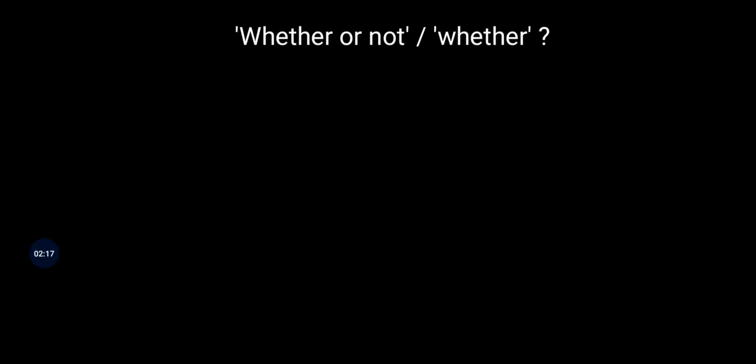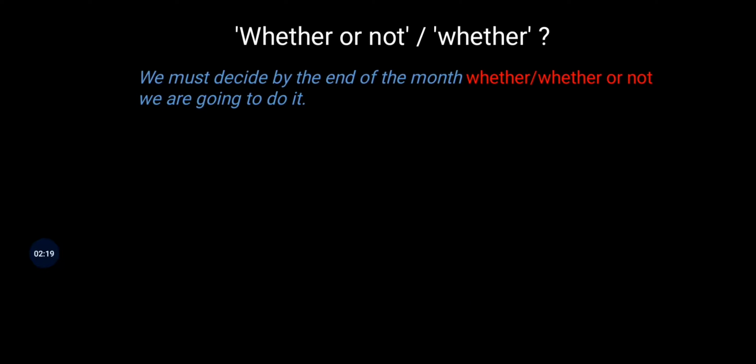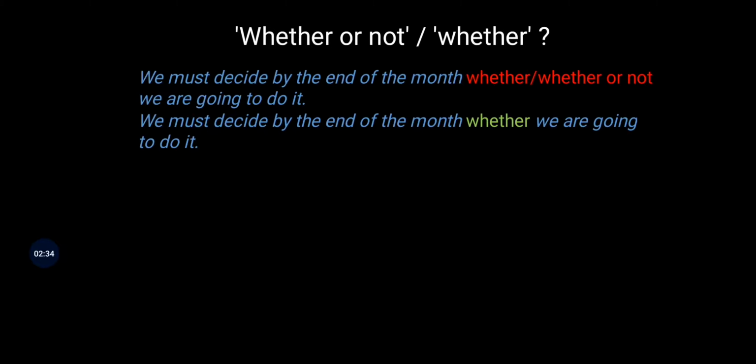Moving forward with some more examples. First up, we must decide by the end of the month whether or not we are going to do it. Here we are taking a choice. We are deciding whether to do or not to do. So the correct phrase here is whether. We must decide by the end of the month whether we are going to do it.